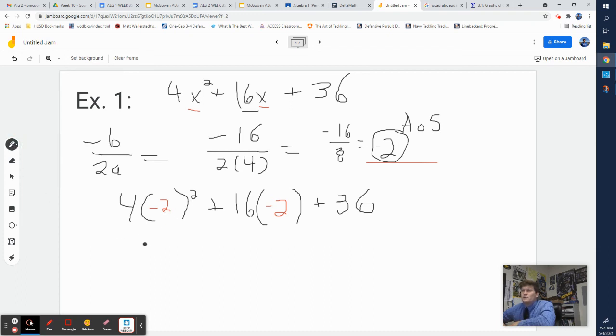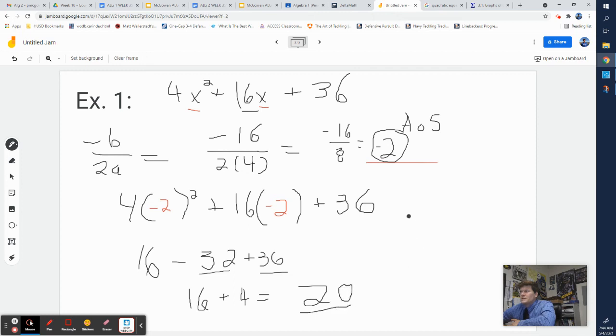But negative 2 squared becomes 4. 4 times 4 becomes 16. 16 times negative 2 becomes negative 32. Negative 32, then that plus 36. I'm going to combine these 30s together. Negative with positive is subtracting. 36 minus 32 becomes 4. So I have 16 plus 4, which equals 20. So my vertex is this x value and this y value together. So I could write that in my parentheses, negative 2, comma, 20. Negative 2, comma, 20. Vertex.